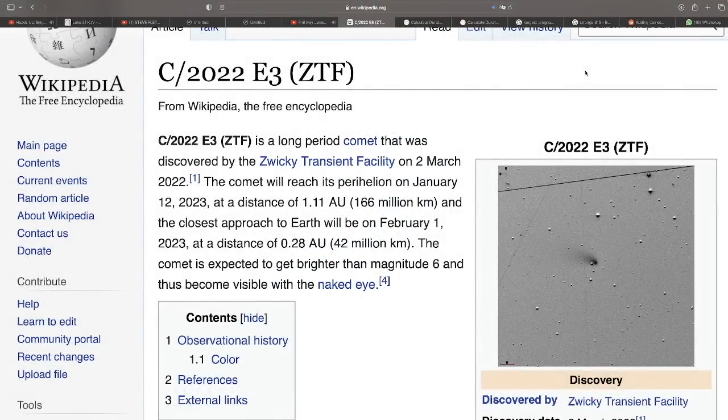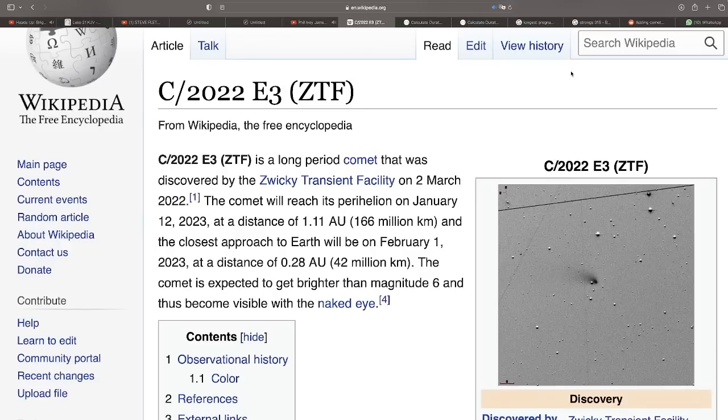Today is January 9th, and I want to talk to you guys about this C/2022 E3 ZTF that's going to be at perihelion on January 12th, just 3 days from now. And this comet was discovered on March 2nd, 2022.